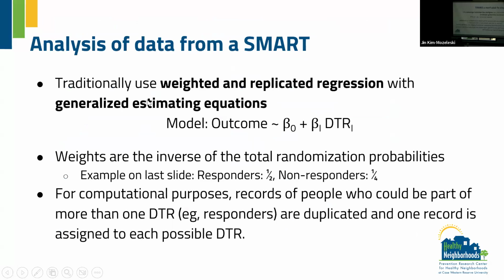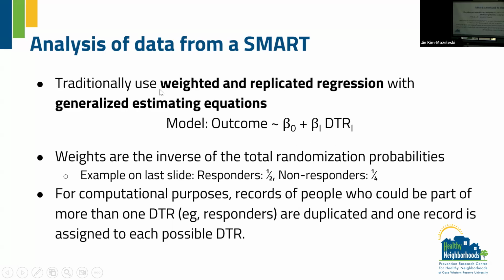So this is getting into a little bit of the analysis side of things. The method for analyzing data from a SMART is called weighted and replicated regression, and typically we use generalized estimating equations with that. So here we have our outcome, which could be binary, continuous, whatever metric for your outcome, our intercept term, and then we have a coefficient based on which DTR the person was in.